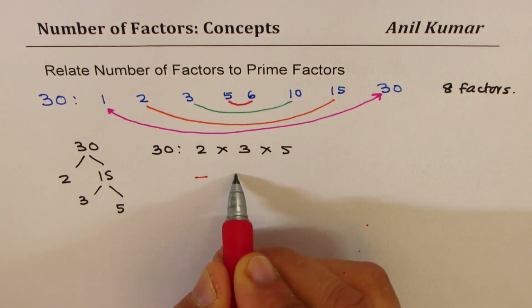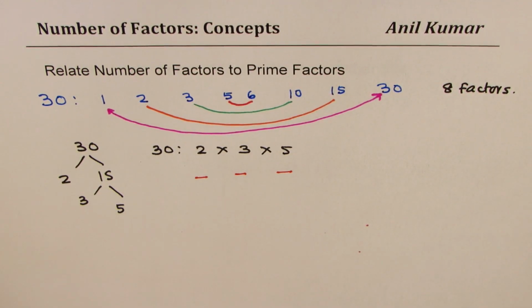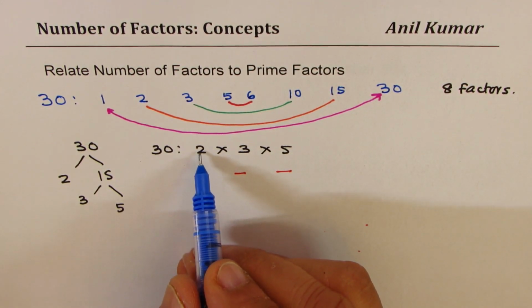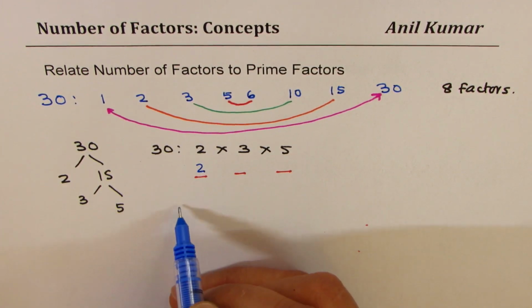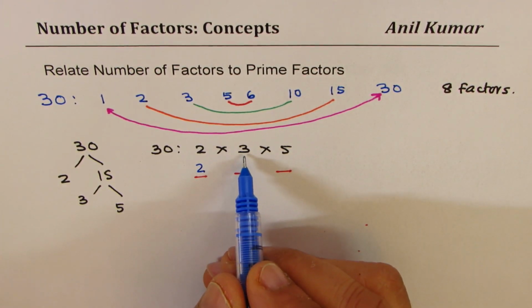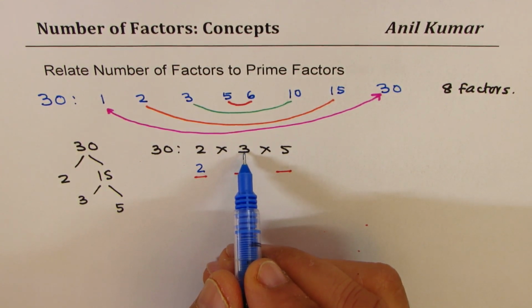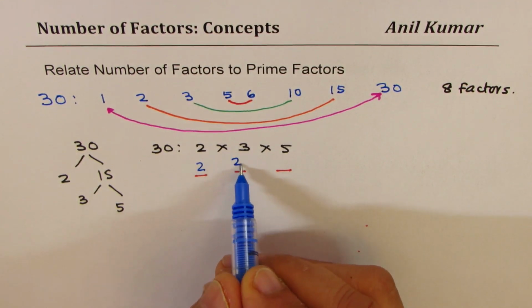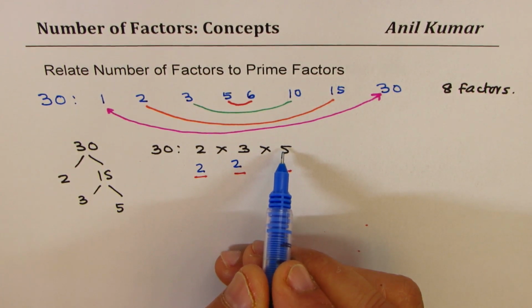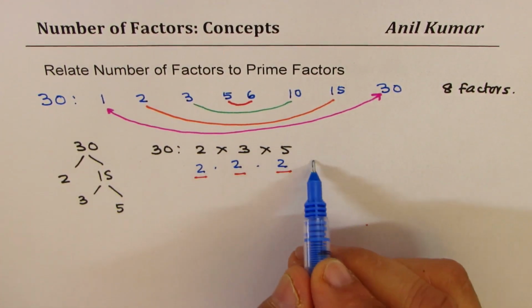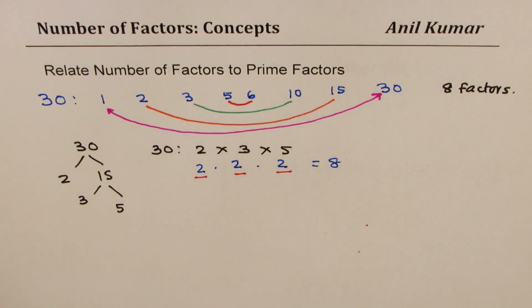How many 2's can you select? There is only 1 2. So you may take it or you don't take it. So we have 2 choices. About 3's, there's only 1 3. You have 2 choices. Either you take it or you drop it. So there are 2 choices. And for 5 also, there are 2 choices. And when you multiply all these 3 2's, what do you get? You get 8. Do you see that?